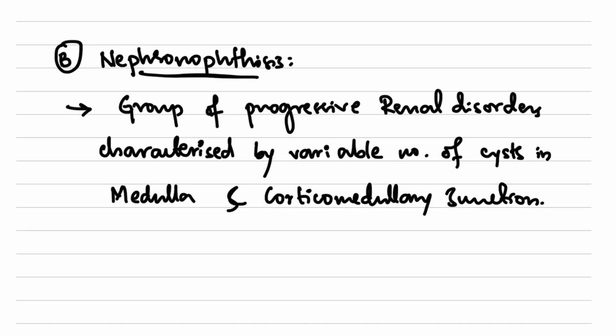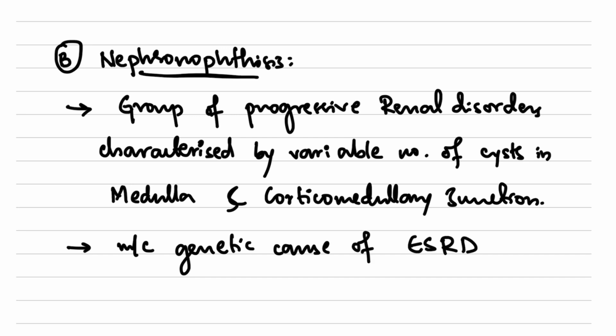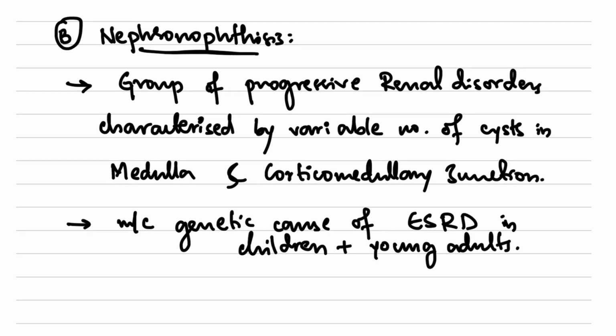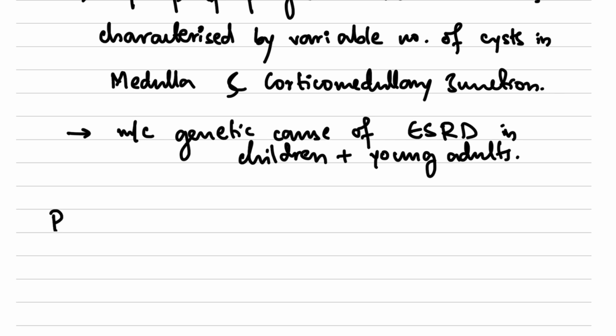This is the most common genetic cause of ESRD in children as well as young adults. So nephronophthisis is the most common genetic cause of ESRD, that is end stage renal disease, in children as well as young adults. Now let's look at the pathogenesis of nephronophthisis. Moving on to the pathology part.